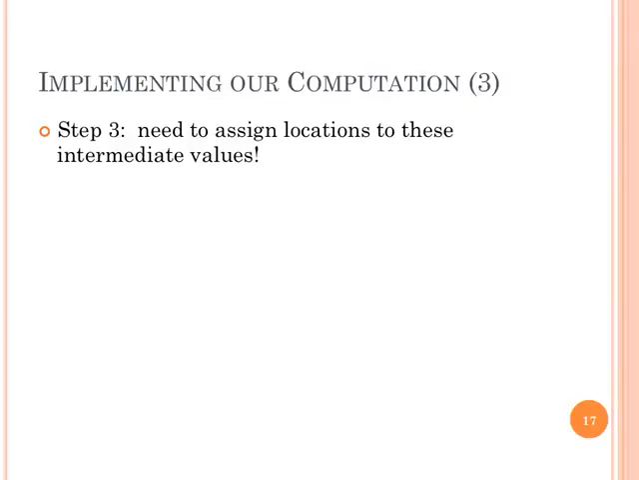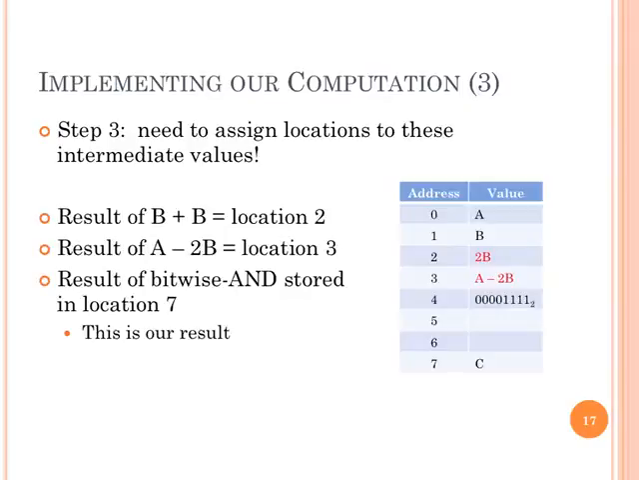So anyway, step 3. You need to assign locations to these intermediate values. Again, why did I choose these locations? Because they were available. You probably could take some of these things and write them back to the location that it was already at, just to be more efficient, but we don't care. We just want to go ahead and do the simple thing. So b plus b will be stored in location 2. And then when we compute a minus that, we'll compute that into location 3. And then the result of the bitwise AND, we can just go ahead and stuff into location 7, because that's our final answer anyway.